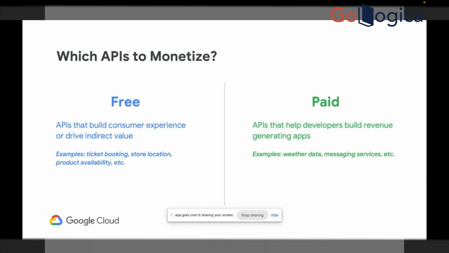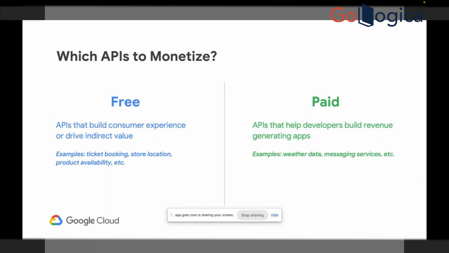Now the question comes, which API is to monetize, right? An API that is there to build the consumer experience, only from an experience point of view, will drive indirect value. Like ticket booking API, store location API, product availability, whether an item is in stock or not, those kinds of APIs will be available for free.